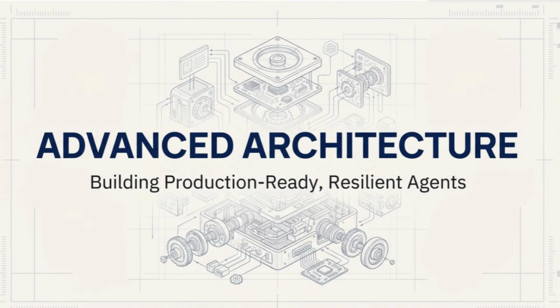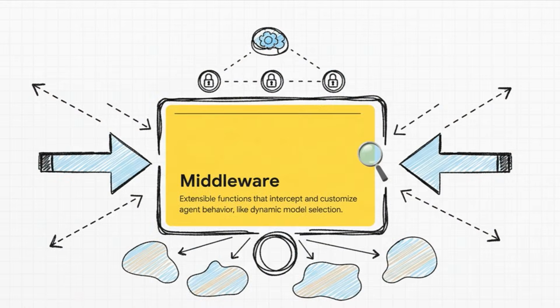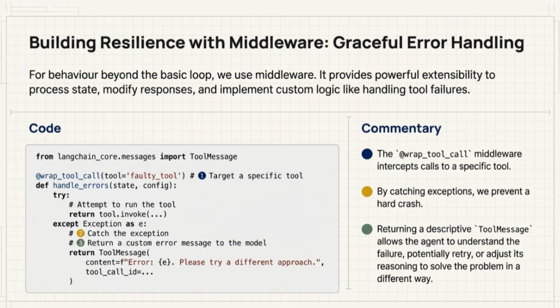Now, let's level up with some advanced features. To build some customized behavior beyond the basic loop, we need something called middleware, that will help us with processing state, modifying responses, or implementing custom logic. Let's see. One of the most useful features is handling tool errors. In such scenarios, we'll be using a decorator from the middleware that will handle the tool error exception.